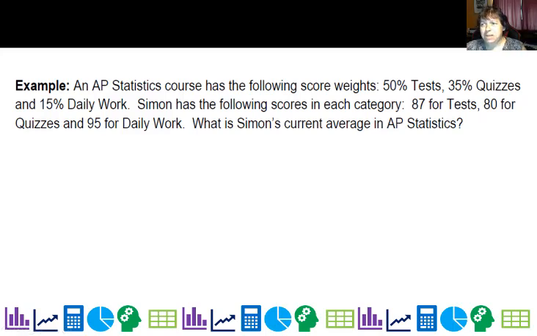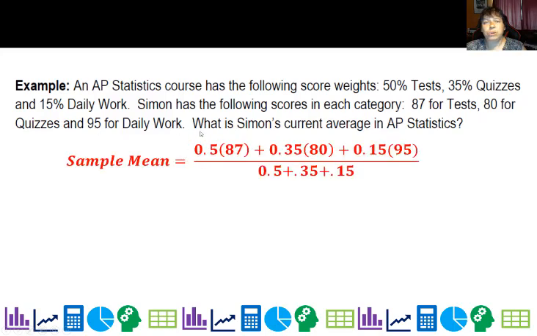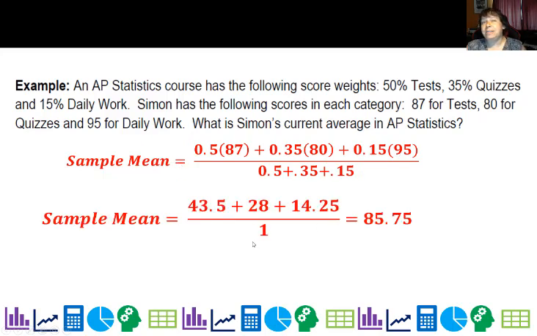Well, to take the mean, I'm going to multiply. Where do I get the 0.5 from? That's 50%. And there's the 87 that he has for the test, 35% weight for quizzes, and a 15% weight for his daily work. And multiply all these out, and I'm going to divide by the sum of the weights. Now, since I did percentages as decimal, my weights add up to 1. So it's really just adding up the numerator here, and I get 85.75.